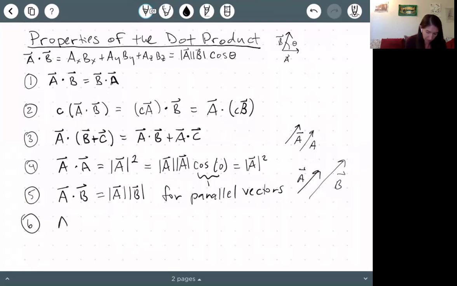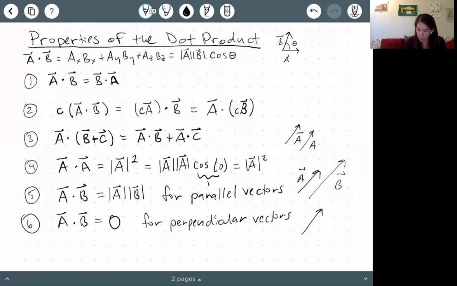Then finally, if we have A dot B where the vectors are perpendicular to each other, then we get 0. This is for perpendicular vectors. What do I mean by perpendicular? I mean they are at a right angle to each other. So if this was A and this one was B, there's a right angle between them. And why is that? That's because cosine of 90 degrees is 0. So the dot product vanishes when two vectors are perpendicular.